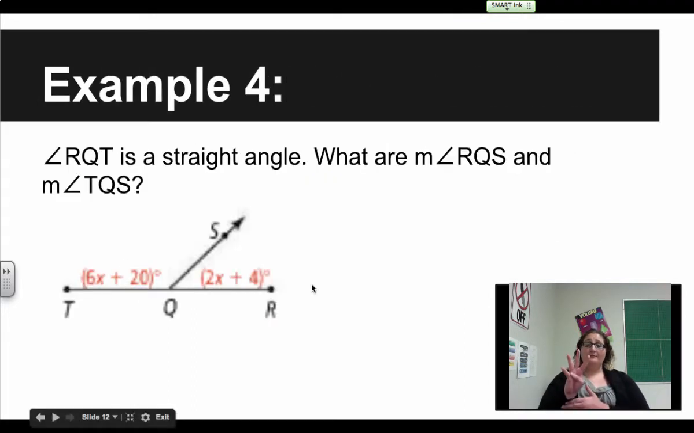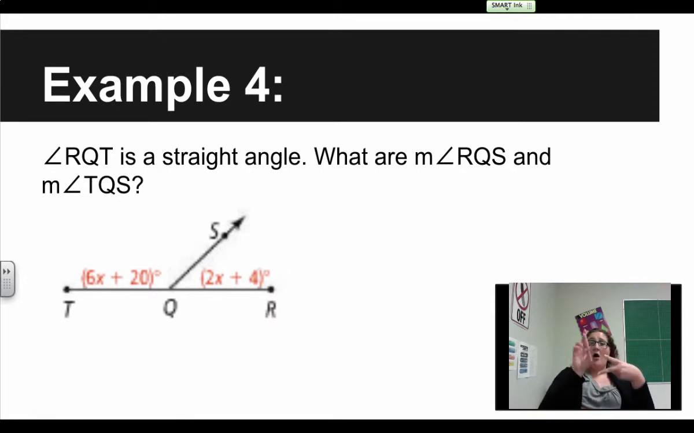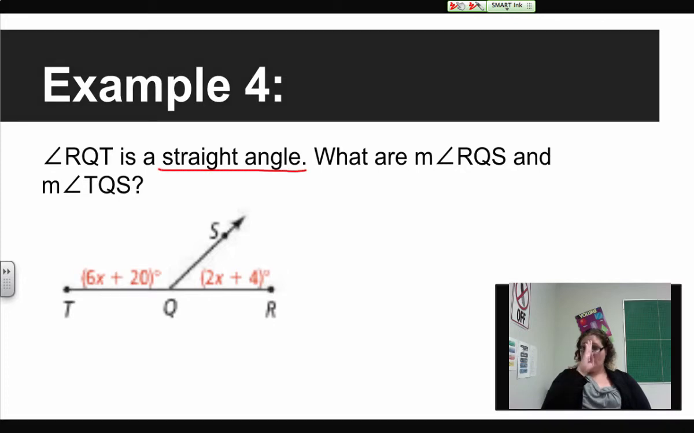Example 4, last example. It says angle RQT is a straight angle. What are the measures of angle RQS and the measure of angle TQS? Now on this one, you might be sitting there going, I don't know any angle measures, but we do. When they say that angle RQT is a straight angle, that means it equals 180.